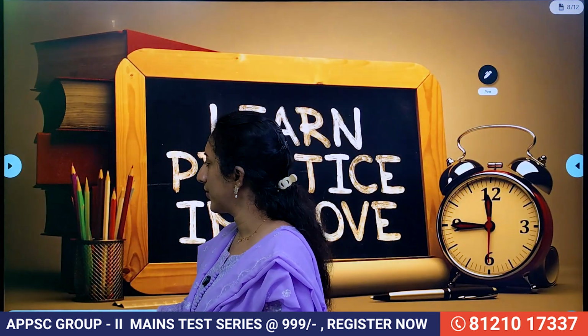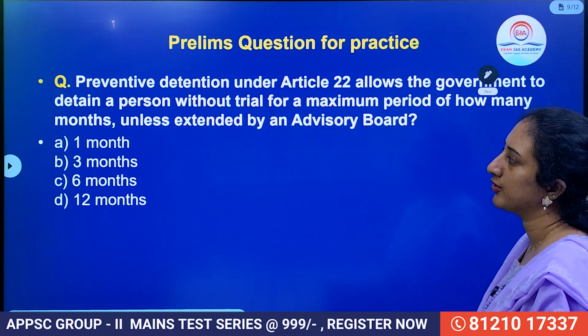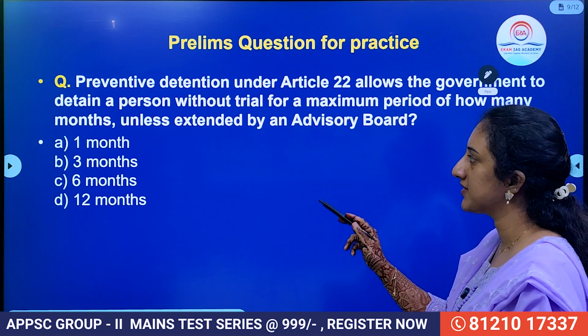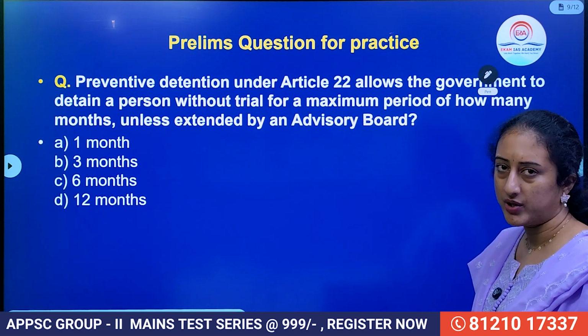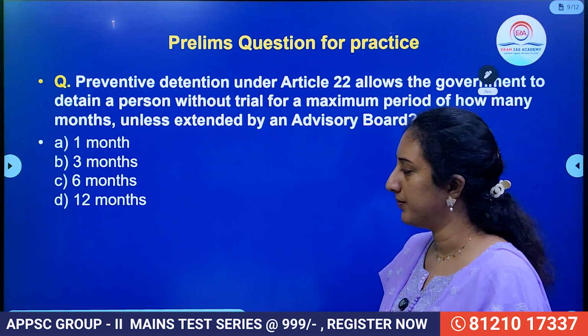Now let us see the practice question in this regard. Preventive detention under Article 22 allows the government to detain a person without trial for a maximum period of how many months until extended by the advisory board? I have already discussed the related provision. So if you're sure, let me know in the comment section.